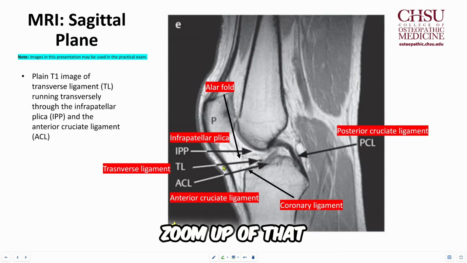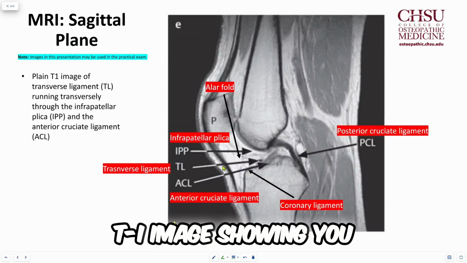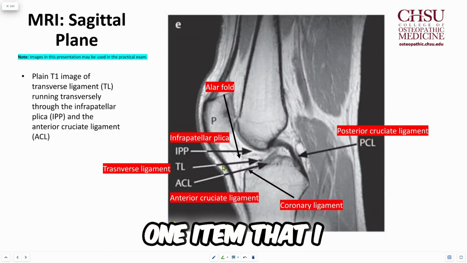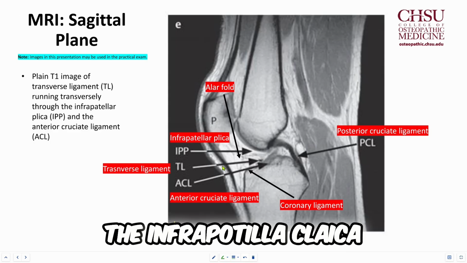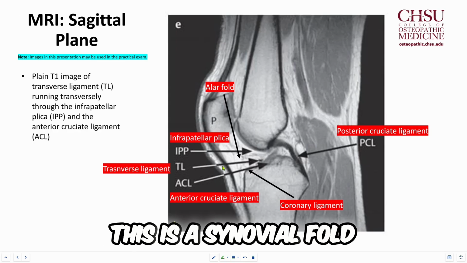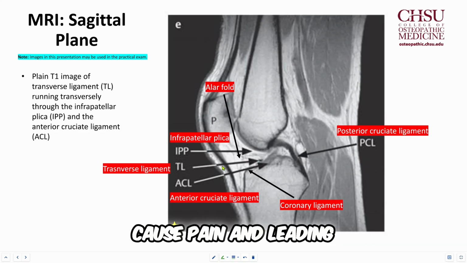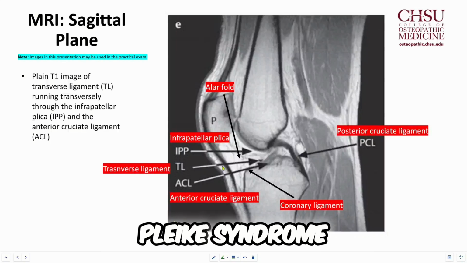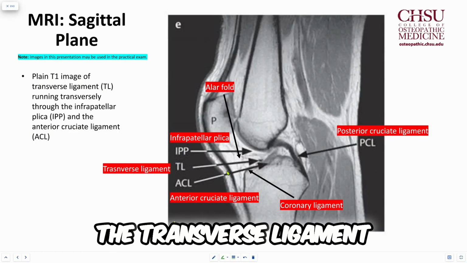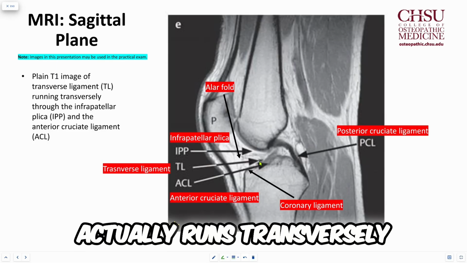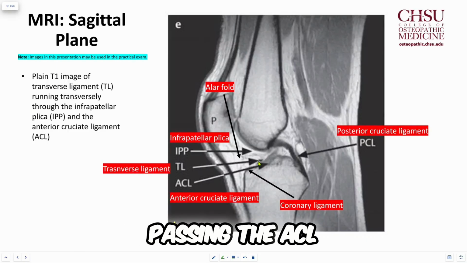Let's take a closer zoom up of that sagittal plane. So this is a T1 image showing you some key structures. One item that I want to pinpoint is the IPP. This IPP stands for the infrapatellar plica. This is a synovial fold that clinically can oftentimes be inflamed or cause pain, leading to something called plica syndrome. And over here you can see how the transverse ligament, the TL, actually runs transversely through that IPP and also passing the ACL.